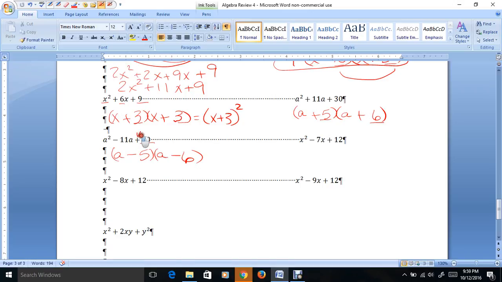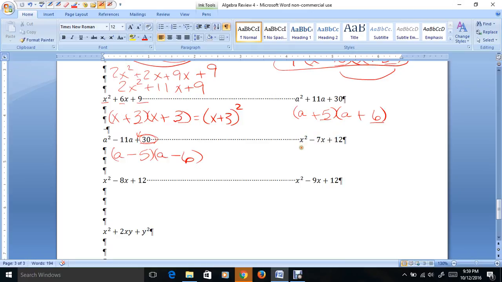So if this final term here is positive, it's going to mean that either both of these signs are negative or both of them are positive, because the only way you can get a positive number is to multiply positive times positive or negative times negative. The middle term is the one that you have to kind of fool around with to figure out what's going to work for you.